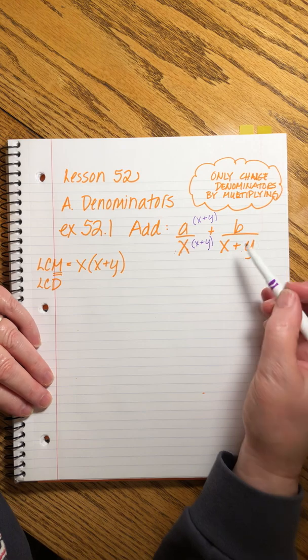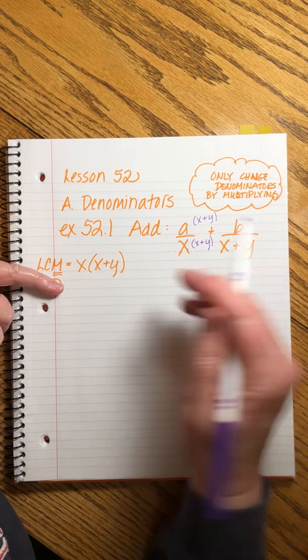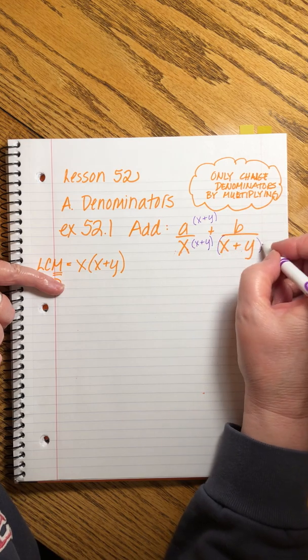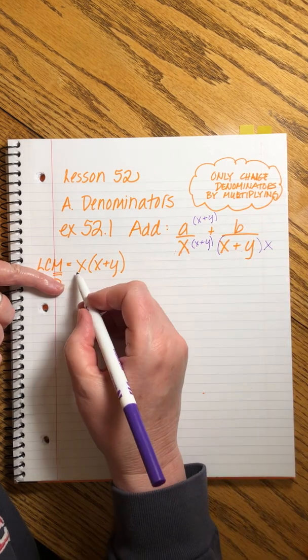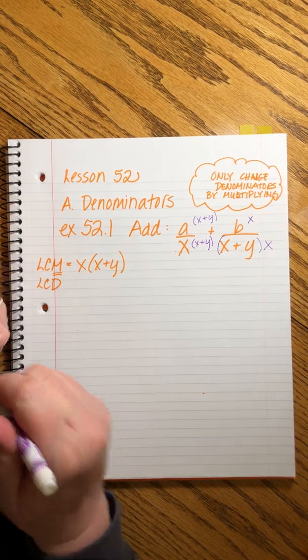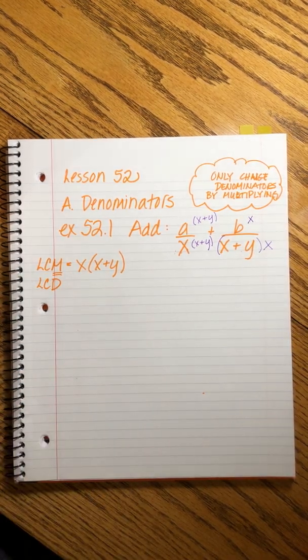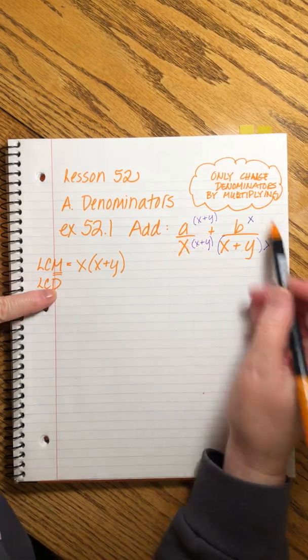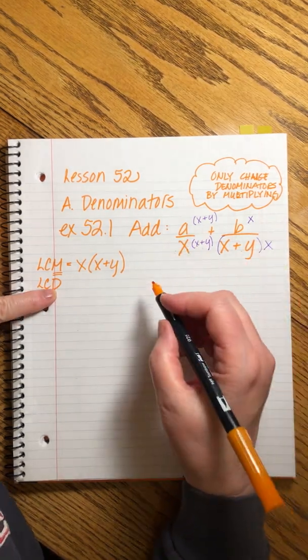Okay, over here, we've got x plus y, that's this. So what that means, I'm going to put parentheses around it just so I don't get confused. I'm going to multiply it by x, and then I'll multiply this by x. Okay, so now we've done some adjusting. Let's write all of the adjustments out and see what we get.